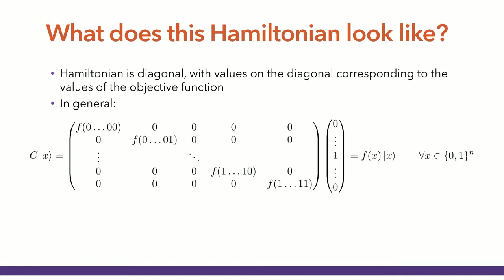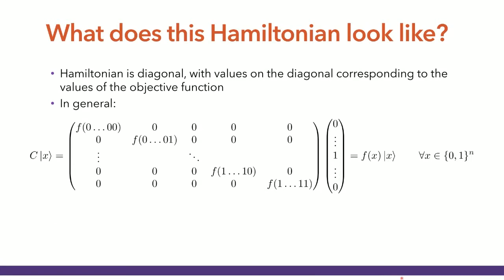And the same is true in the general case. If we look at the action of this operator on an arbitrary computational basis state, which is encoded by a vector which has 1 in the entry corresponding to this binary string and zeros elsewhere, then the action of the Hamiltonian will be exactly f of x. That is, it will add a phase of f of x.